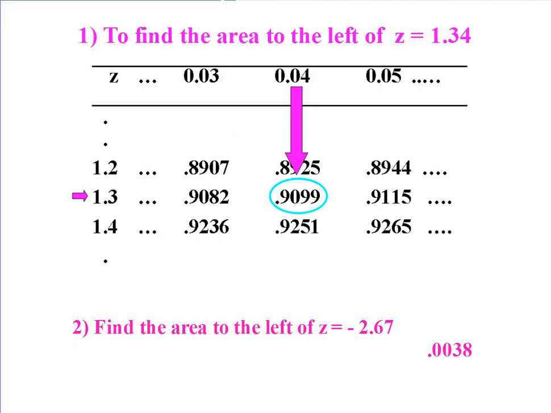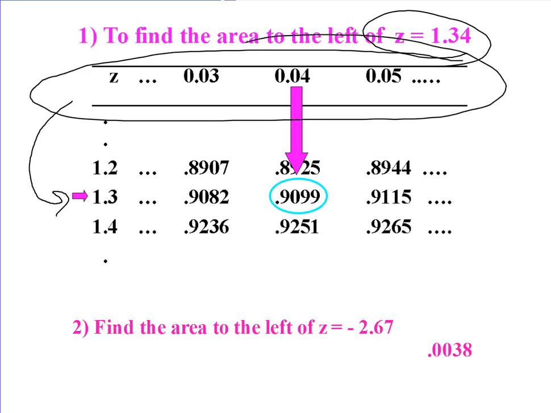So let's say I want to look up a z-score of 1.34. I'm going to go along the side and find the whole number and the tens position. The very first row has all the hundredths spots. So this is 1.34. I work my way down and I get a positive 0.9099. So to the left of the z-score 1.34 is 0.9099 of that curve.